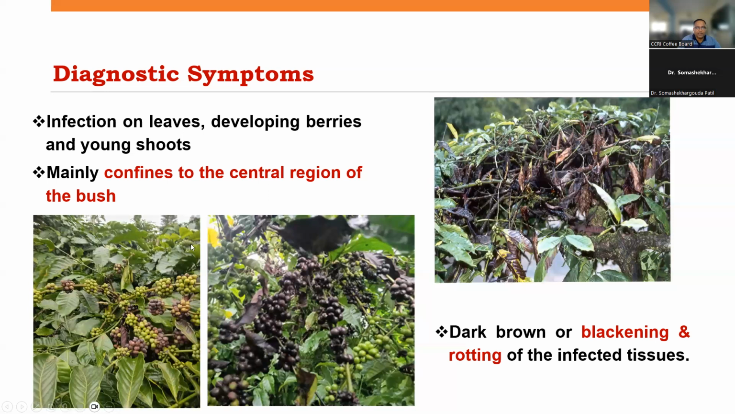And it infects the leaves, developing berries as well as young shoots.